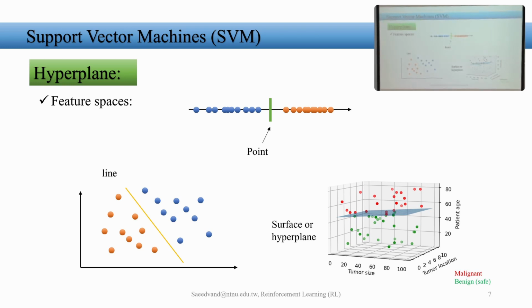So what we want to do with SVM, we want to work with this hyperplane. We want to see how we can define the best hyperplane for our data in different dimensions. We don't care what the dimension will be.